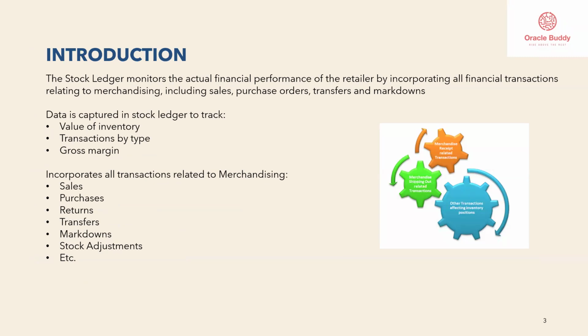Stock ledger monitors the actual financial performance of the retailer by incorporating all financial transactions relating to merchandise, including sales, purchase orders, transfers, and markdowns. Data is captured in stock ledger to track value of inventory, transaction by type, and gross margin. It incorporates all transactions related to merchandise: sales, purchase, returns, transfers, markdowns, stock adjustment, etc.